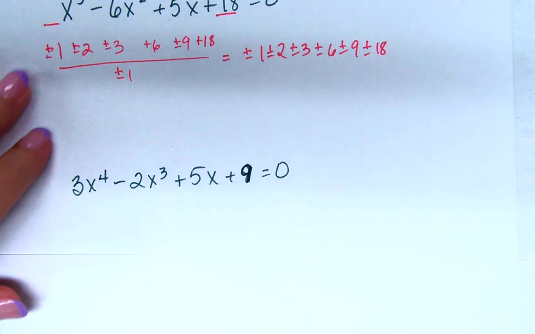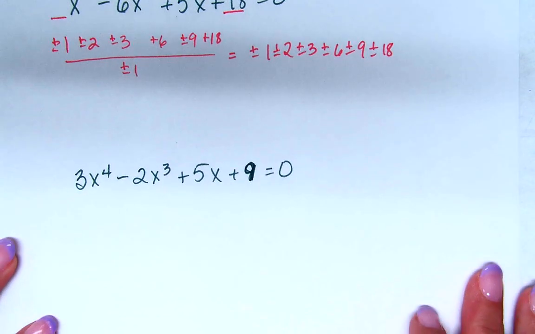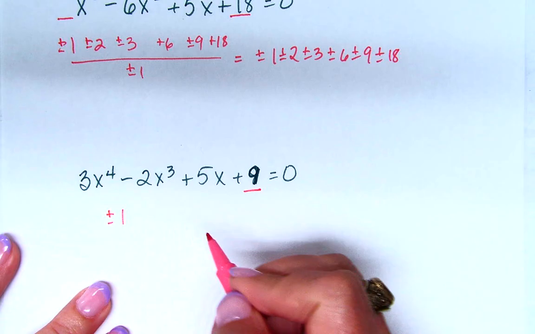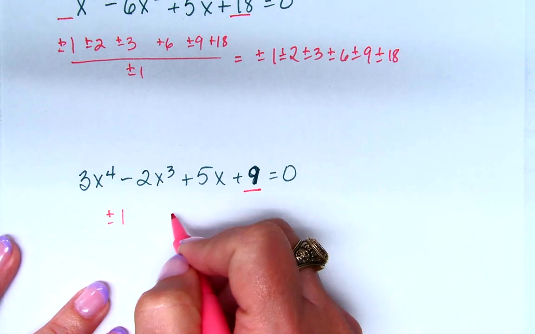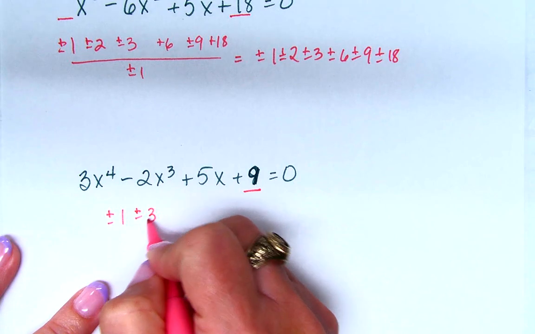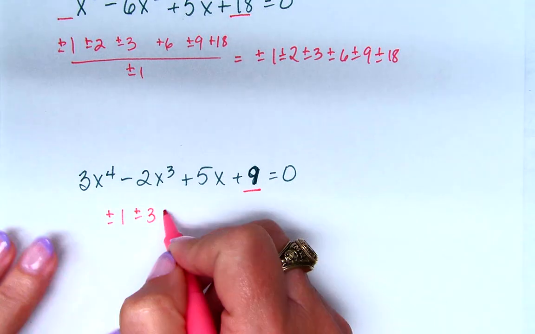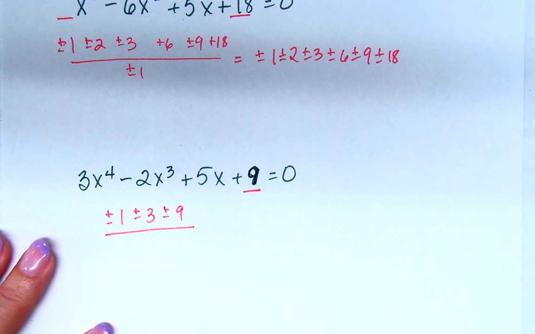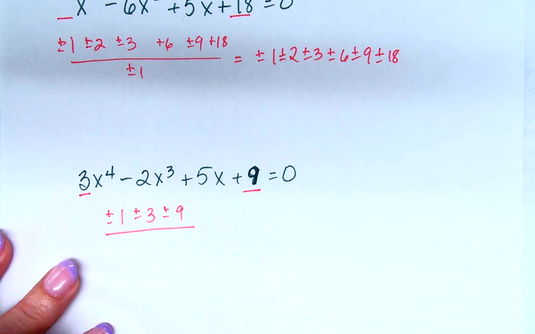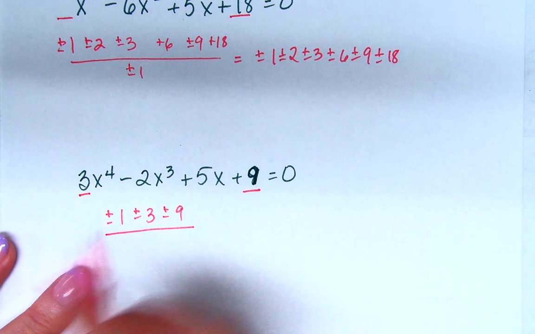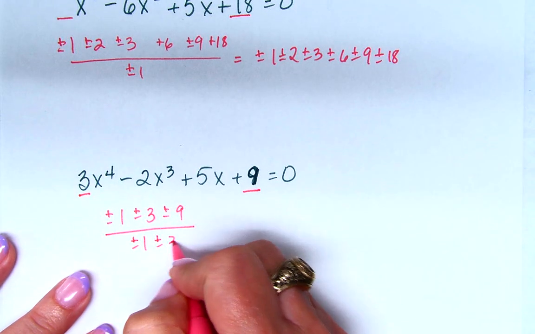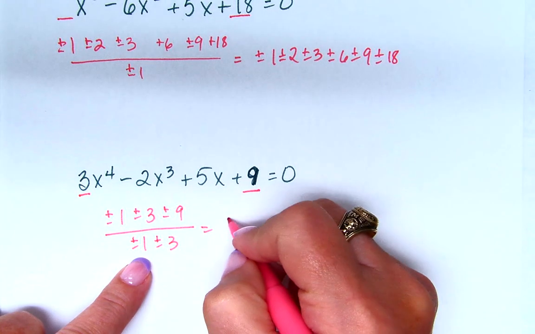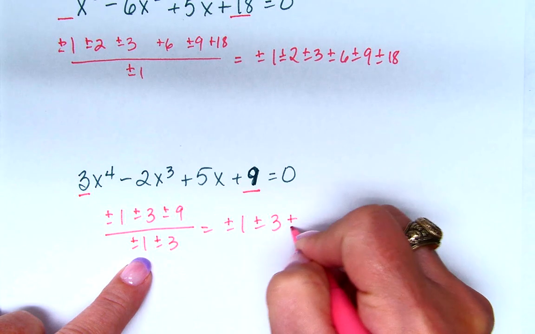Okay. What about this one? So what are all the factors of 9? 1 and 9. 3 and 3. Do I need to write 3 twice? No. Okay, so I have plus or minus 1, plus or minus 3, plus or minus 9. That's it, okay. All divided by what? 3. Ooh. What are all the factors of 3? 1 and 3. So what are all the factors in the numerator divided by 1? Just itself, right? So 1, 3, and 9 again.